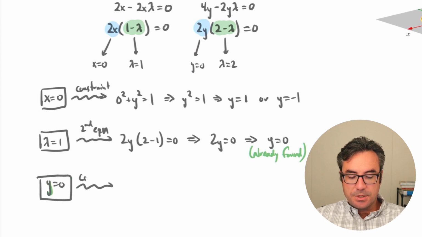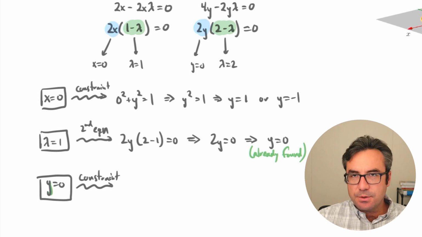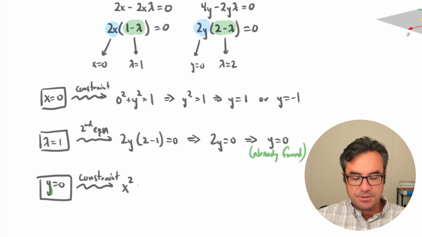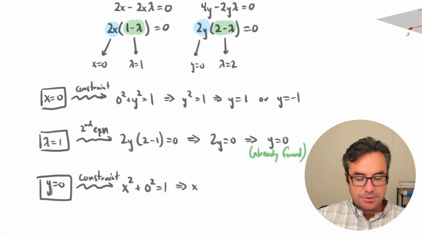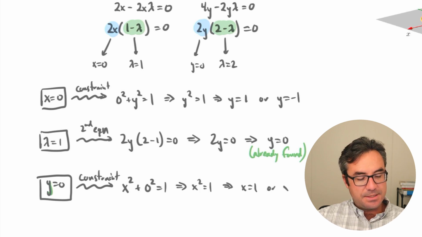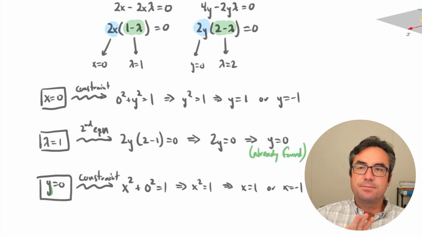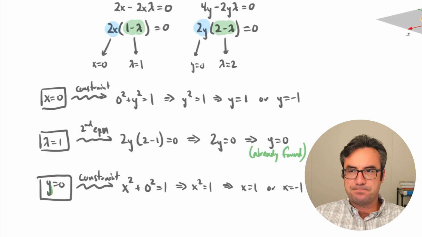So let's go to our constraint. Now this time I'm plugging 0 in for y, so I'm going to leave x as is. So I have x squared, 0 in for y. And so when I do that, I end up with the equation x squared is equal to 1, and then we get the solution x is equal to positive 1 or x is equal to negative 1. Again, when we do the square root, plus or minus.